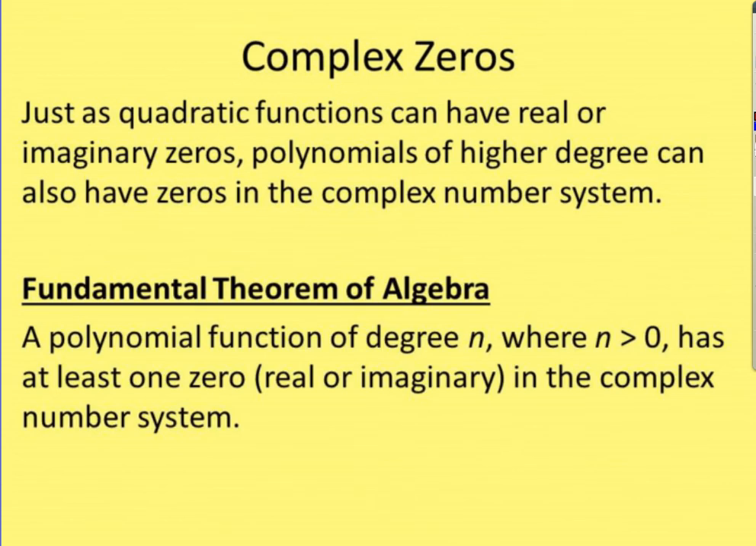Now we're going to get into some complex zeros. Just as quadratic functions can have real or imaginary zeros, polynomials of higher degree can also have zeros in the complex number system. The fundamental theorem of algebra says a polynomial function of degree n, where n is greater than 0, has at least one zero, whether it's real or imaginary, in the complex number system.